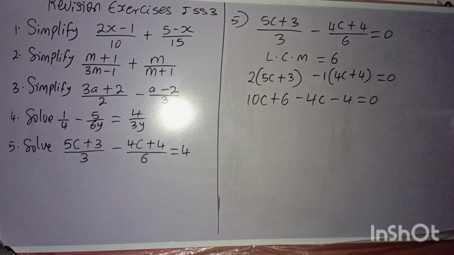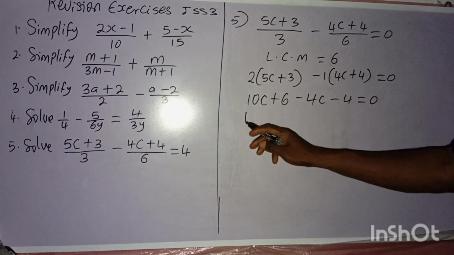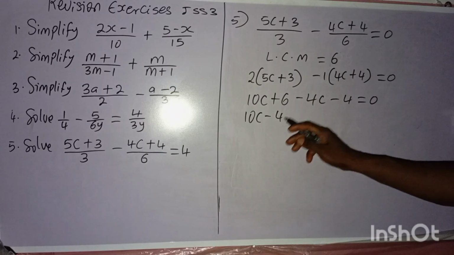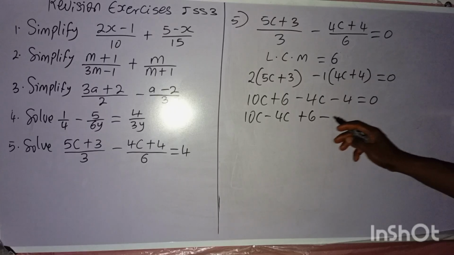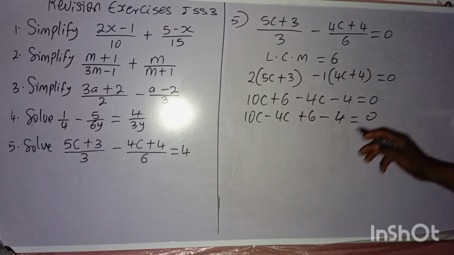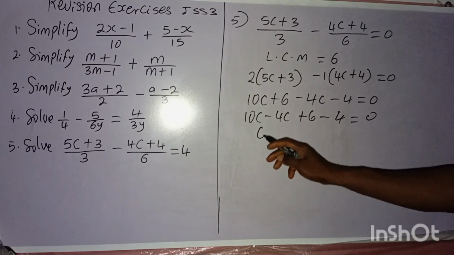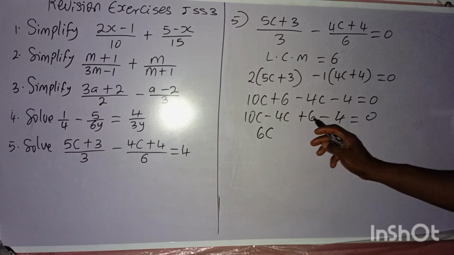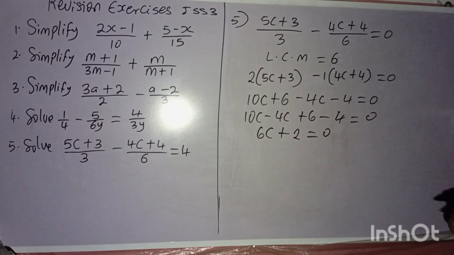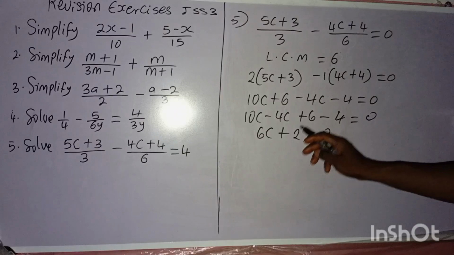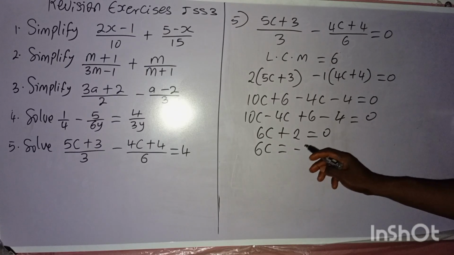All right, so now we collect like terms. Here we have 10c minus 4c, then plus 6 minus 4. We are collecting the like terms. So 10c minus 4c will give us 6c. Then 6 minus 4 will give us 2, equal to 0. So we collect like terms by taking 2 to the other side of the equation. Then 6c is equal to negative 2.